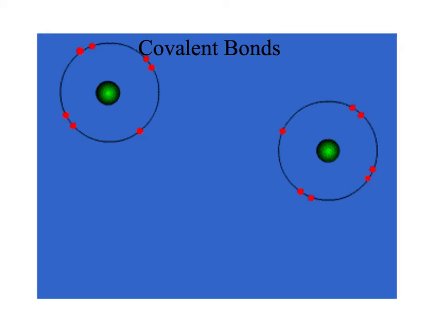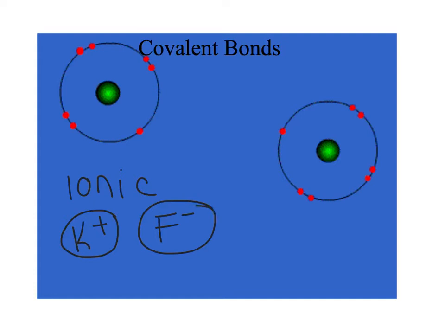So we've been spending our time talking about ionic bonds, which, as you know, involve positive ions and negative ions. And opposite charges attract. So you have these really strong bonds.